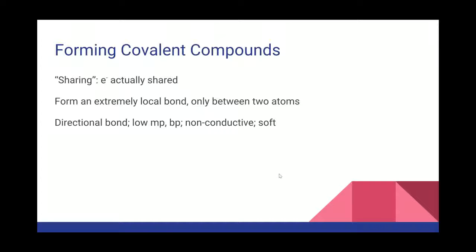Next up is covalent compounds. Covalent compounds, this is when you have two nonmetals coming together and they actually do share their electrons. They form an extremely local bond that is only between two atoms. Covalent compounds form the individual units known as molecules. Okay? Ionic compounds do not have molecules. Okay? Metallic compounds do not have molecules.